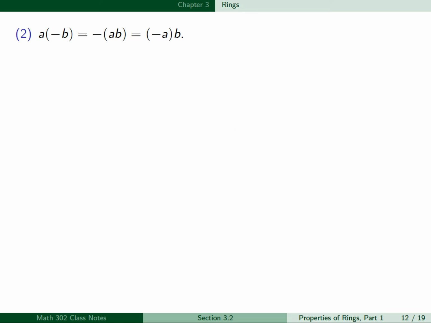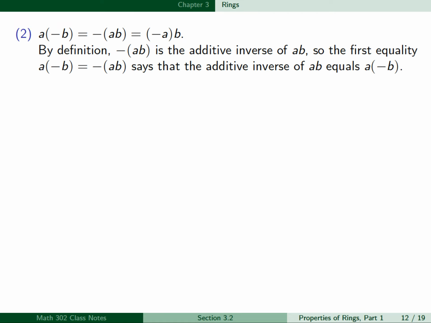Next we have property 2: a times minus b is equal to minus quantity ab is equal to minus a times b. So now by definition, minus the quantity ab is the additive inverse of ab. That's what that notation means. When we put a minus in front of an element, we're saying that it is equal to the additive inverse of that element. So the first equality, a times minus b equals minus ab, says that the additive inverse of ab equals a times minus b.